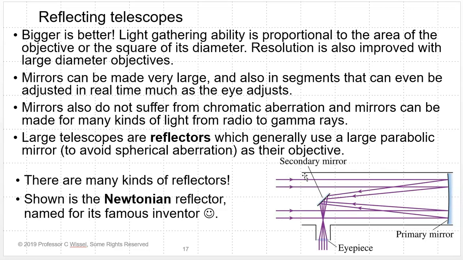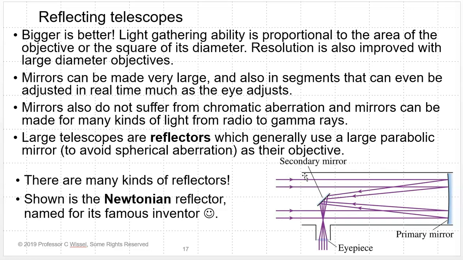The resolution is also improved with larger diameter objectives. Now, mirrors can be made very large, and they can also be made in segments that can even be adjusted in real time, much as the eye adjusts. Mirrors do not suffer from chromatic aberration, and mirrors can be made for many kinds of light, from radio to gamma rays. The large telescopes are reflectors, and they generally use a large parabolic mirror.